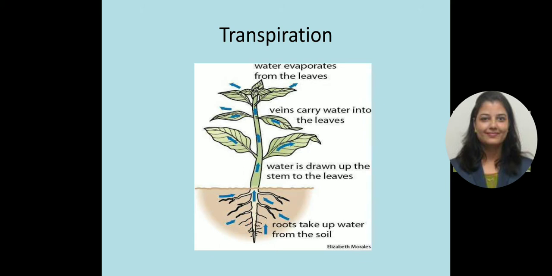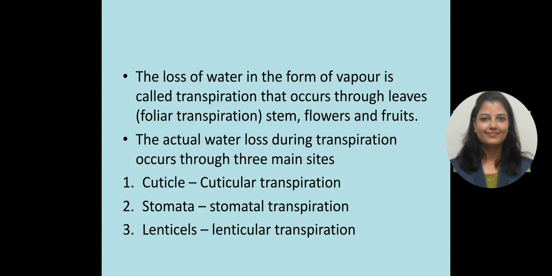So in this diagram you can see the process of transpiration, where roots are taking up water from the soil. This water will go in an upward direction to the stem. So water is drawn up through the stem to the leaves, and this water will go to every part or every vein of the leaves, and then ultimately this water gets evaporated from the leaves in the form of vapor. So this process is known as transpiration. The loss of water in the form of vapor is called transpiration, and when it occurs through the leaves it is known as foliar transpiration. It happens through the stem, flowers and fruits also.